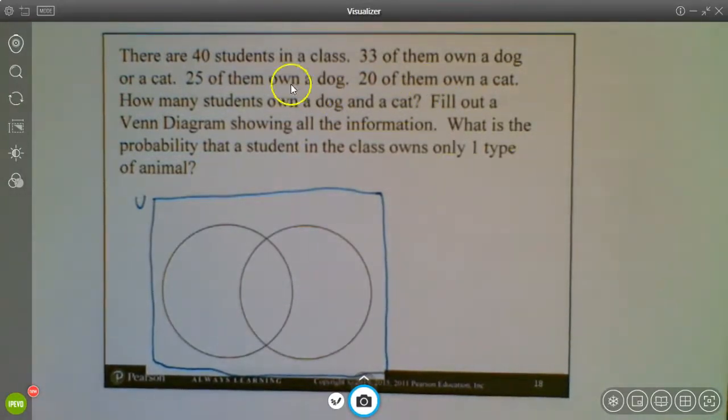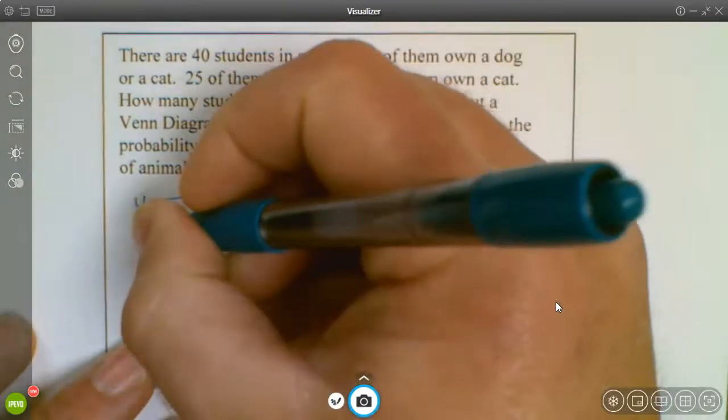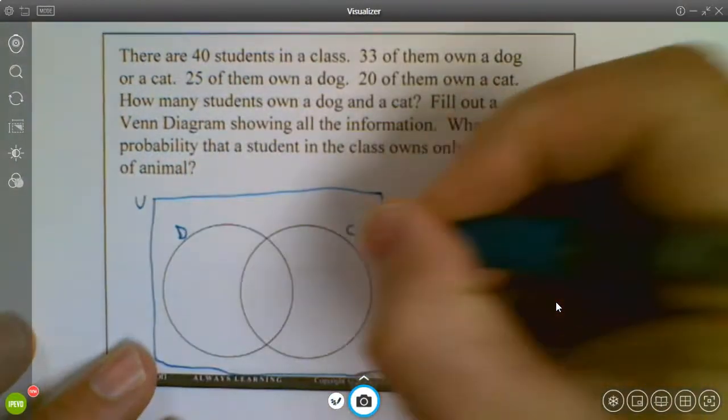So notice this one says there's 40 students in a class. So this rectangle, this Venn diagram, contains all 40 students. 33 of them own a dog or a cat. 25 own a dog. And 20 own a cat. So obviously we're talking about dogs and cats here. So let's call this D and C for dogs or cats.